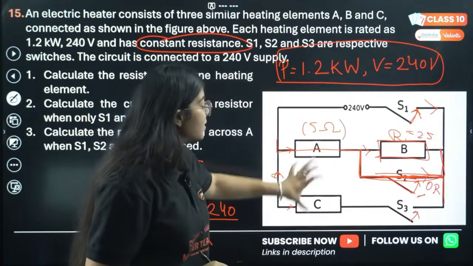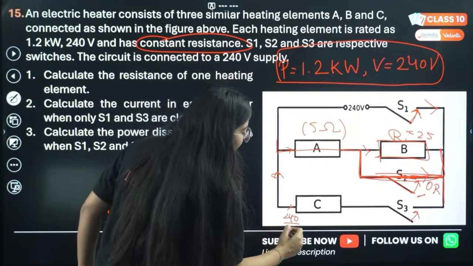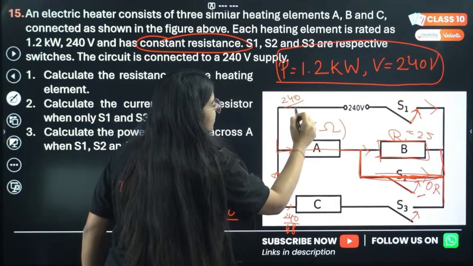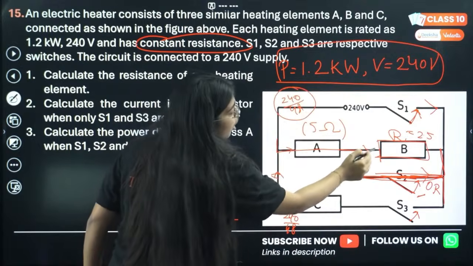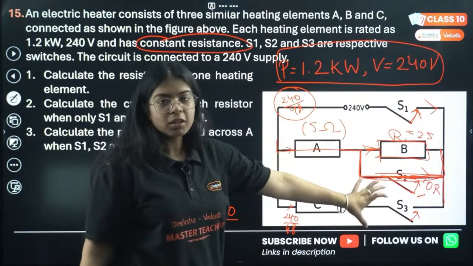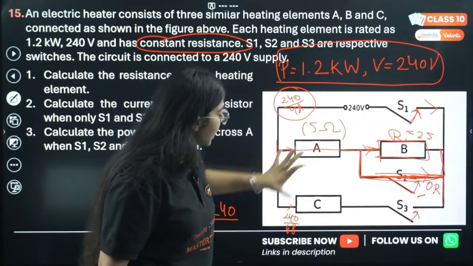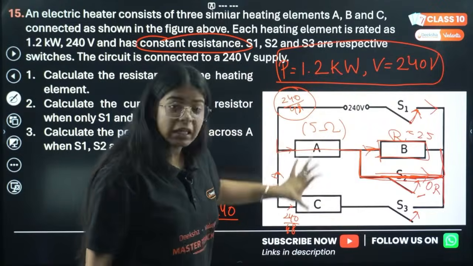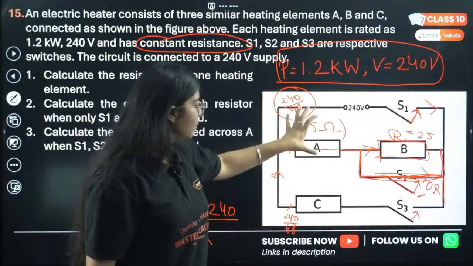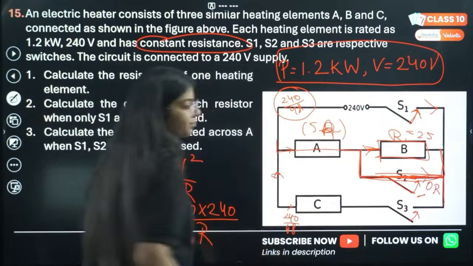Correct? Because if you do the calculation, this was 240 divided by 48, but this is now 240 divided by 48 as well, right? The current is not flowing through the other resistance. So if my current is flowing through this and they are equal in resistances, then my value of current will be 5 ampere, right? Sorry, 5 ampere.